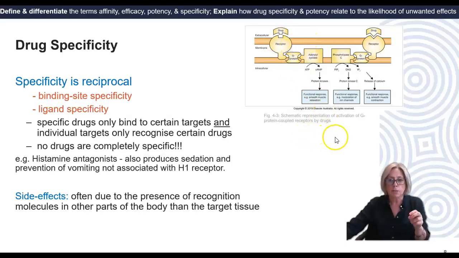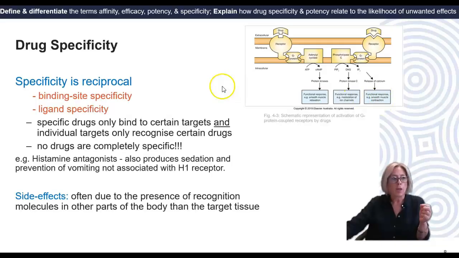This is a schematic representation of a G protein coupled receptor activated by drugs. You don't need to memorize all of the details of this slide at this stage, but you might need to go into some of this stuff when you're doing your assignment. But all I want you to notice here is we've got our ligand and our binding site specificity. We get that activation of that G protein coupled receptor that triggers a whole load of downstream reactions to occur, and then the functional response might be smooth muscle relaxation, or it might be a modulation of an ion channel, or it might be smooth muscle contraction.